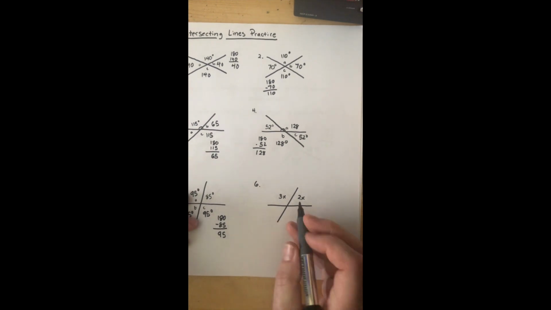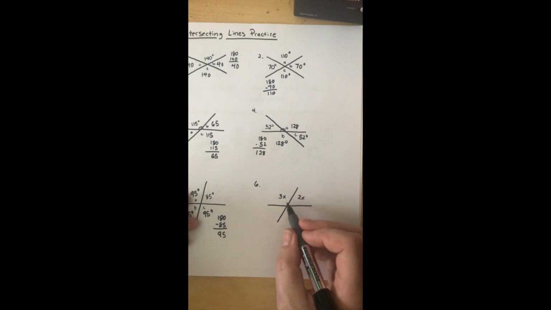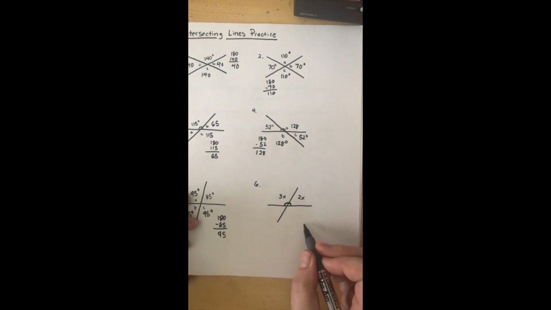Number 6. Well, I know this is 3x and that is 2x, but oh, I see. I'm going to have to figure this out. This is a problem with 180, so I've got 5x equals 180. Divide by 5. And x is going to equal, I know 5 goes into 18 3 times, leaving me with 30. And 5 goes into 30 6 times, so it's 36.